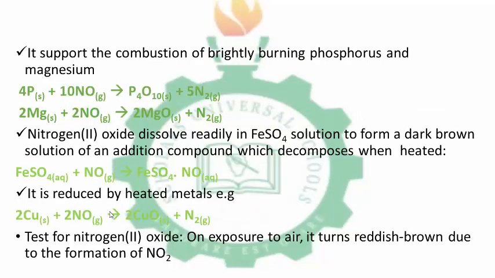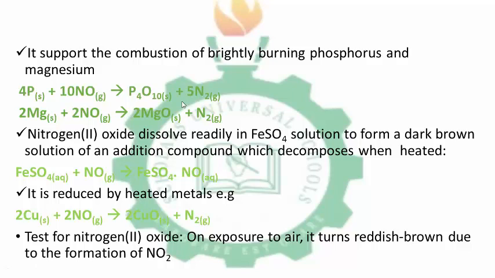It supports the combustion of brightly burning phosphorus and magnesium. Now, this is the equation of the reaction: phosphorus and magnesium reacting with the gas to form the oxide of phosphorus and the oxide of magnesium. And also, nitrogen gas is being liberated in both cases.